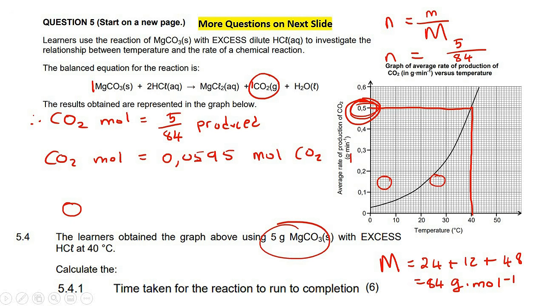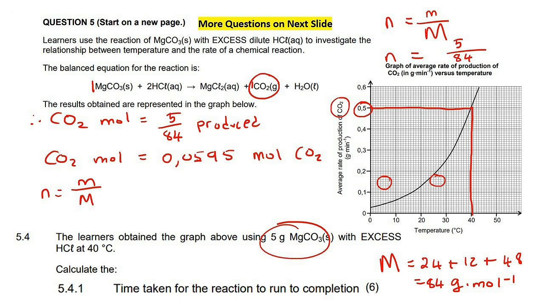Okay, so that's how many moles of CO2 we produced. Now they tell us that this reaction can produce 0.5 grams of CO2 per minute. Okay, it's grams per minute. So let's go work this out in grams. We're going to use this formula again.